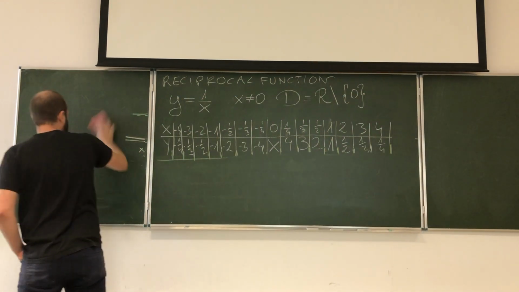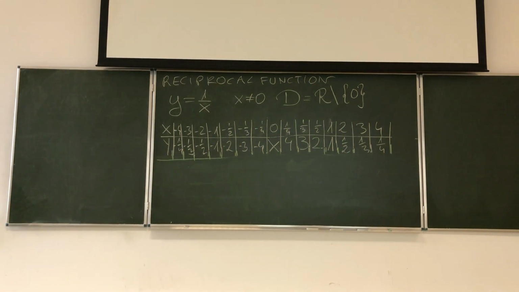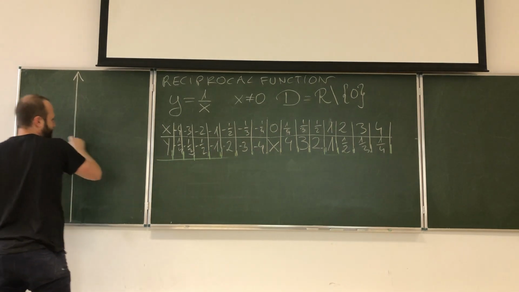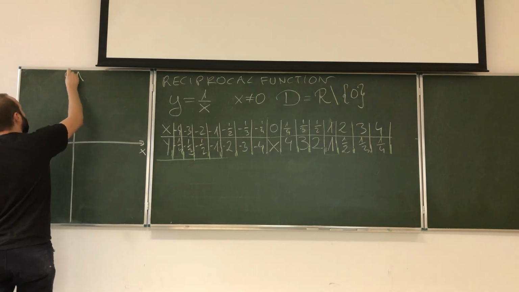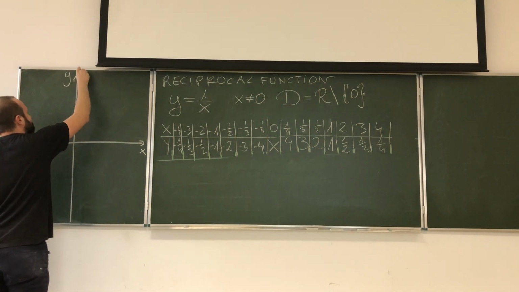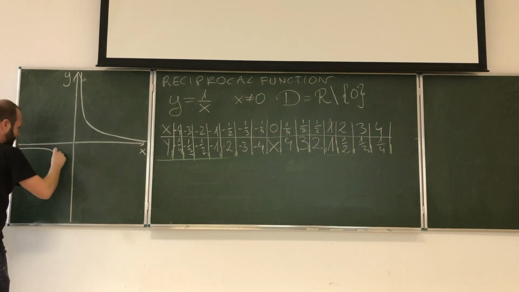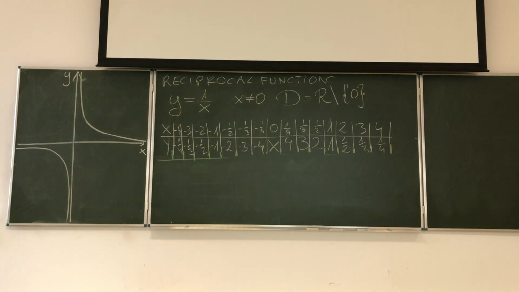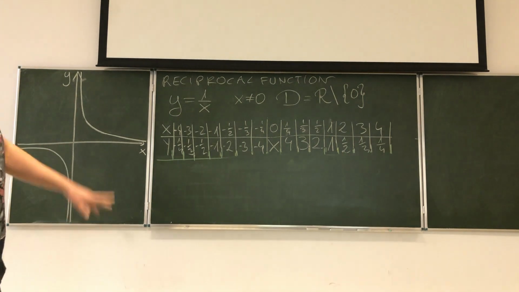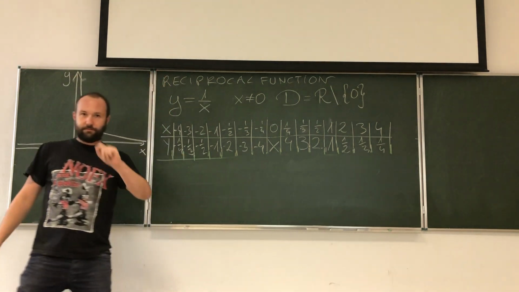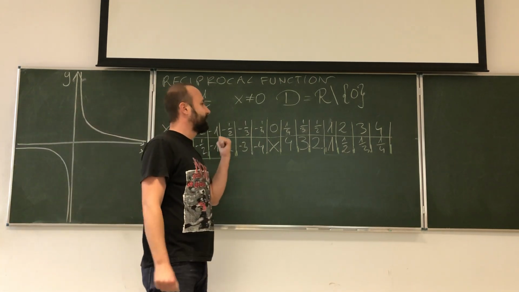Okay, let me just erase this whole thing because it's becoming really hard to see what's on the graph. And again, our starting point is y equals 1 over x. Okay, so I'm sorry, but we will continue with this in the next video.